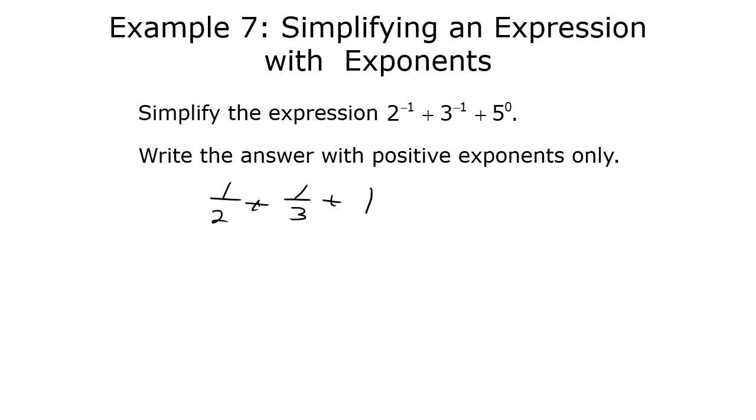Now we've got to add fractions, which means we've got to do a common denominator. So multiply this one by 3 over 3 and this one by 2 over 2 to get 3/6 plus 2/6 gives us 5/6 plus 1. So we could either leave it as 1 and 5/6 if we're allowed to have mixed numbers, or we could make this 6 over 6 plus 5 over 6, which gives us 11 over 6.